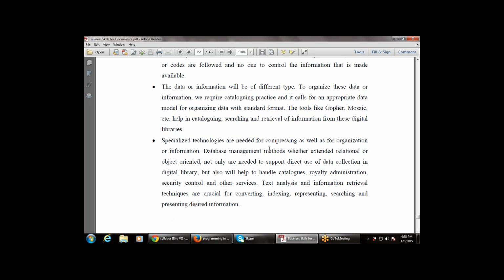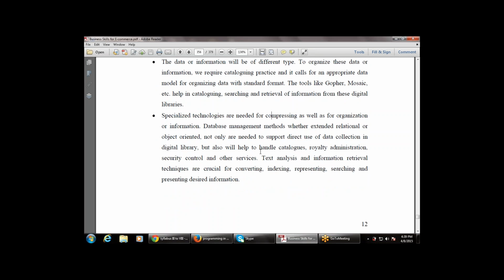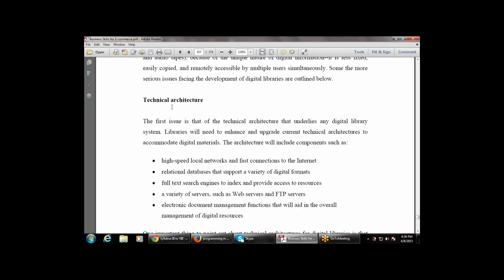Then specialized technologies are needed for compressing as well as for organization of information. That is, special techniques are needed for compressing the data. This is also a challenge. It is not that we are simply uploading the information on the digital library. No, there are various compression techniques that will be used to upload the information. So specialized technologies are needed for compressing the data to be uploaded on the digital library, and that also increases the cost for an organization. These are the various issues and challenges.